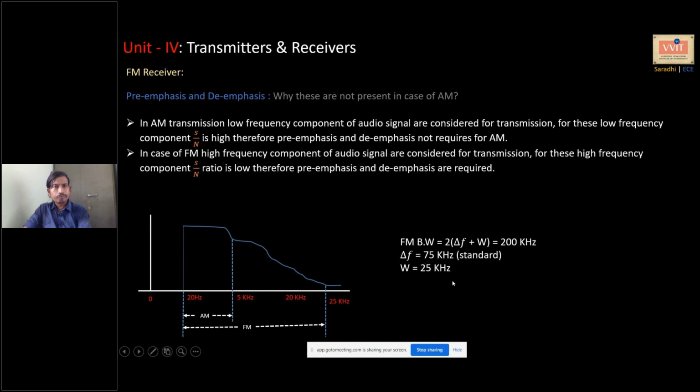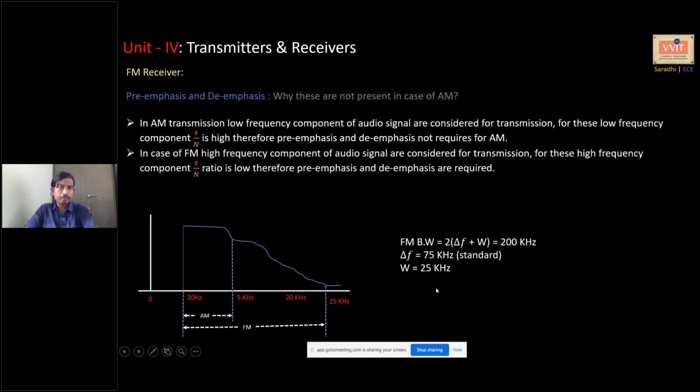As a final remark, one question is quite often asked in vivas and in many interviews. We have these pre-emphasis and de-emphasis circuits only in FM. Why not in amplitude modulated transmitters or receivers? This can be easily understood by looking at the range of frequencies for which AM is operated and the range of frequencies for which FM is operated, and the applications where AM is applied and where FM is applied.